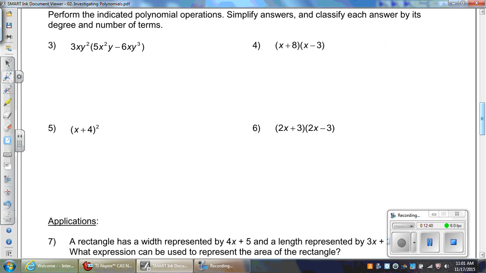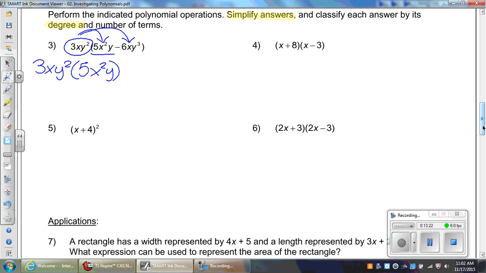In this case, we're going to perform the indicated operations, and we also need to simplify. Oh, and I forgot, we also need to state the degree and the number of terms. Okay. So we're going to apply the distributive property. So the way I want you to write it down is this way. So we're going to distribute the 3xy squared times 5x squared y, and then we will do that again.